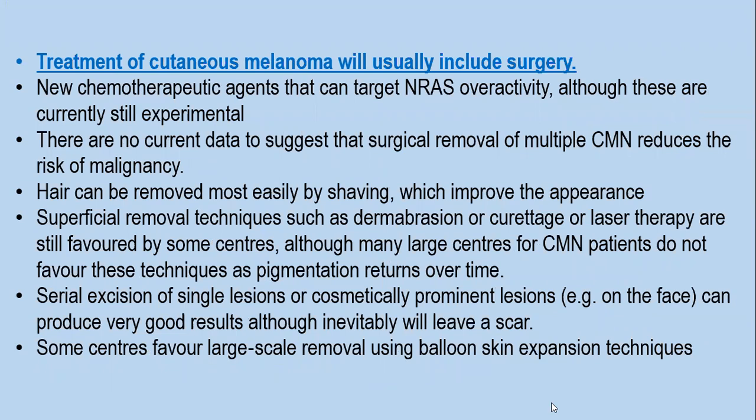Treatment of cutaneous melanoma will usually include surgery. There are new chemotherapeutic agents that can target NRAS overactivity, and although these are all experimental at this stage, there is no current data to suggest that surgical removal of multiple CMN reduces the risk of malignancy. Hair can be removed most easily by shaving, which improves the overall appearance. Superficial removal techniques such as dermabrasion or curettage or laser therapy are still favored in some centers, although many large centers for CMN patients do not favor these techniques as pigment returns over time, very shortly.